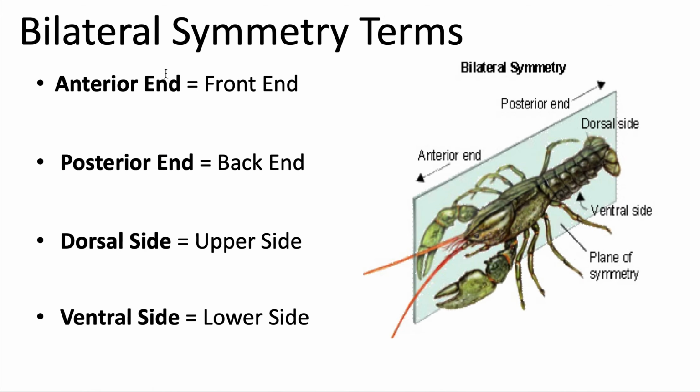Right? With bilateral symmetry, and this will come up a lot with dissections, we'll use these terms. So the anterior end of the animal is considered the front end. So using this lobster for an example, the head region of the animal is the anterior end. And then the posterior end is the back end. So the tail end of the lobster here. The dorsal side of an animal is the upper side. So in this case, it's his back side. And then the ventral side is the lower side of the animal. So underneath him, or his belly side, is going to be the ventral side.